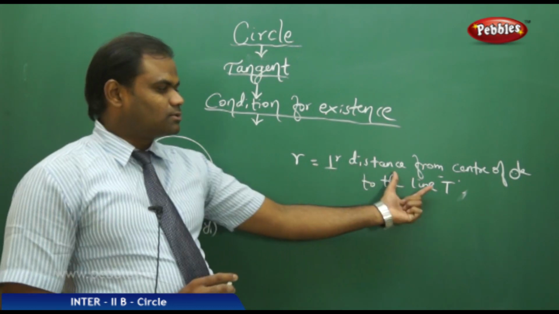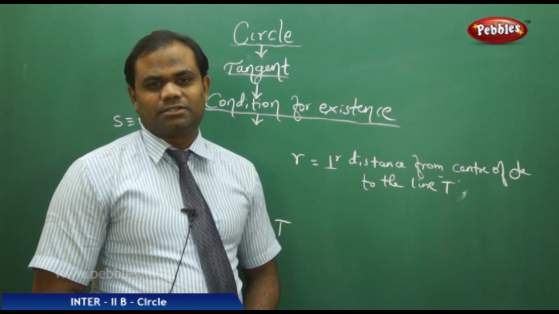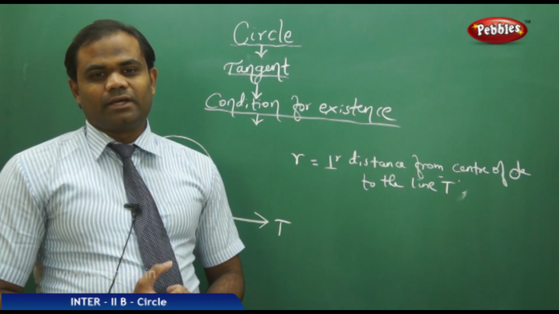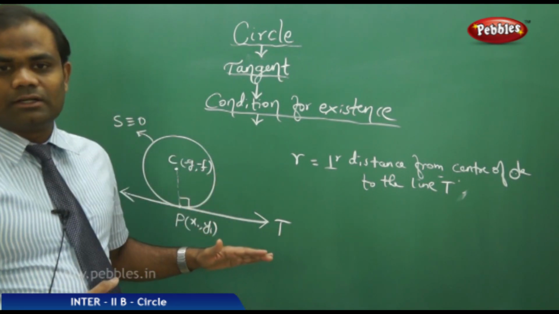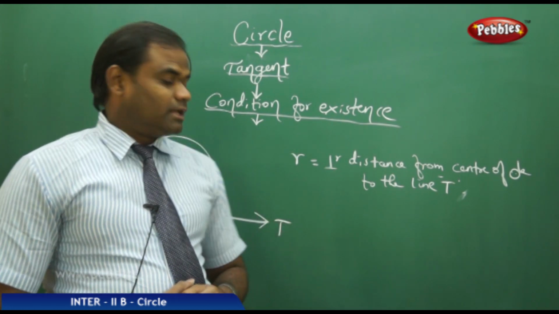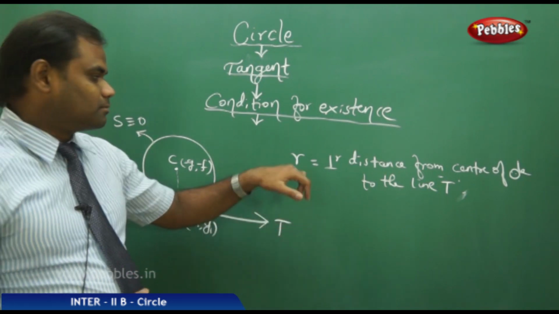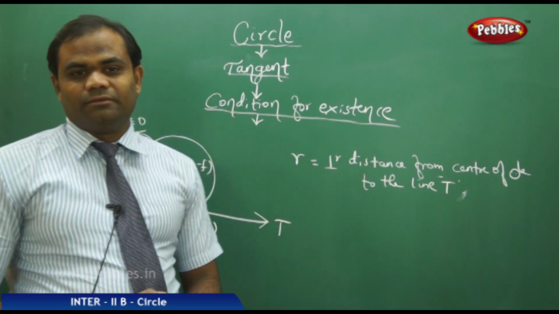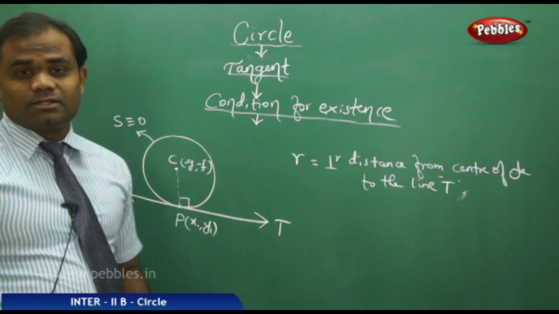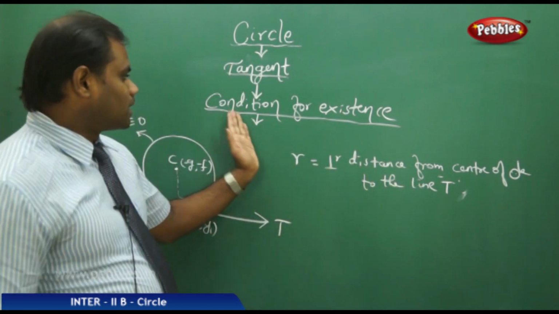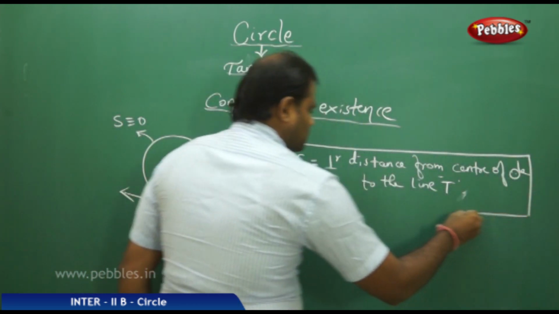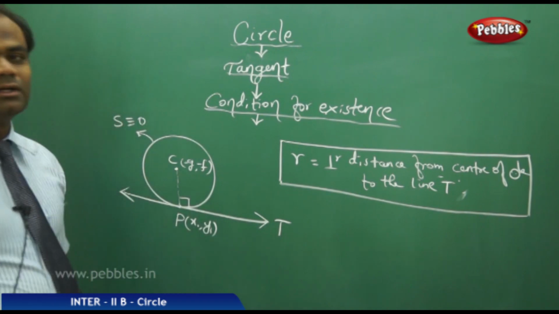If radius is not equal to this, then the line is not a tangent to the circle. If radius is less than perpendicular distance, then we say the line is outside the circle, does not meet the circle, non-intersecting. But if radius is greater than perpendicular distance, then we say the line is intersecting or cuts the circle at 2 points. We have taken this in the previous 3 cases, but now the condition for existence of a tangent is that radius must be equal to perpendicular distance from center of circle to the line T.